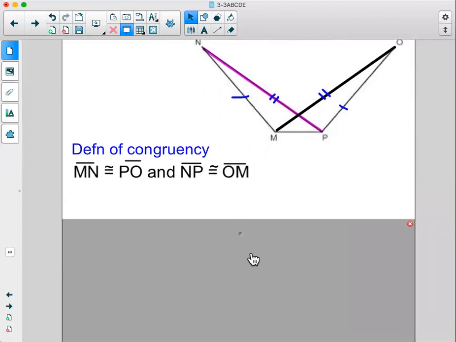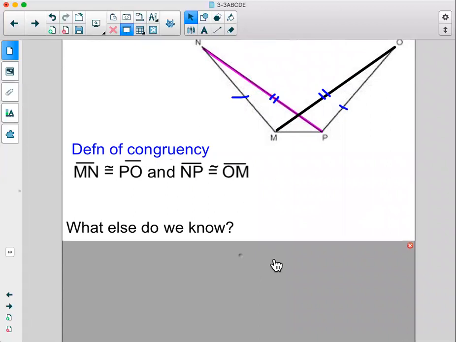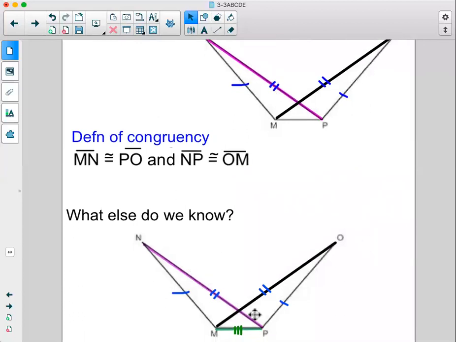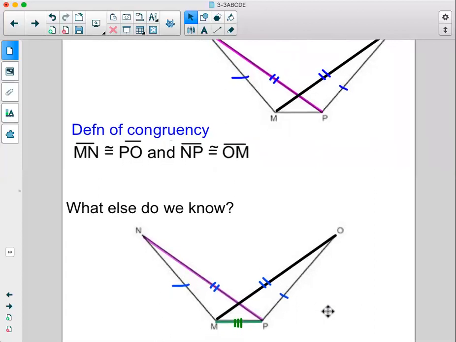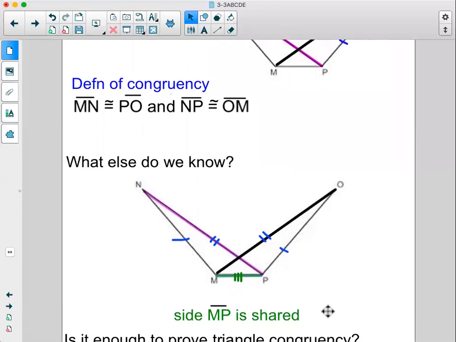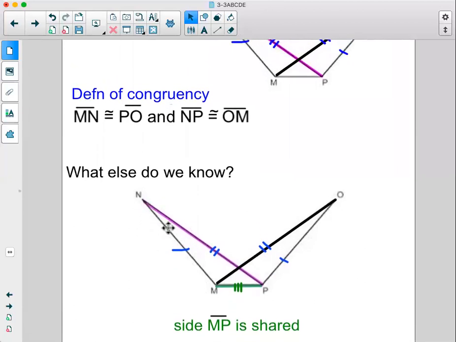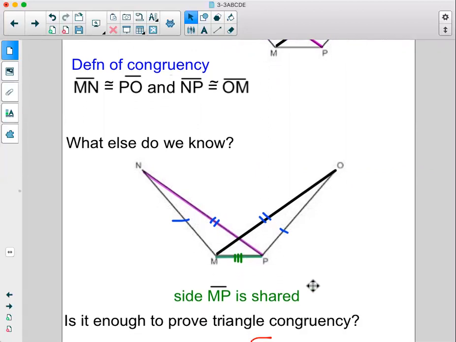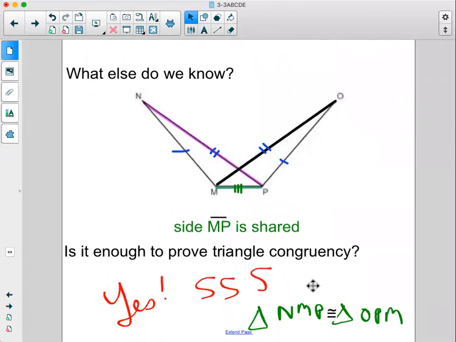Next, we ask ourselves, what else do we know? Well, the other thing we know is that these triangles overlap. And so they both have the third side as MP. And so we can put a mark on that because MP is congruent to its own self. And in that case, we see that this triangle has a 1 scratch, a 2 scratch, and a 3 scratch. And this triangle also has a 1 scratch, a 2 scratch, and a 3 scratch. So we ask ourselves, is that enough to prove triangle congruency? Yes, it is. By side, side, side, we can now write our congruency statement.